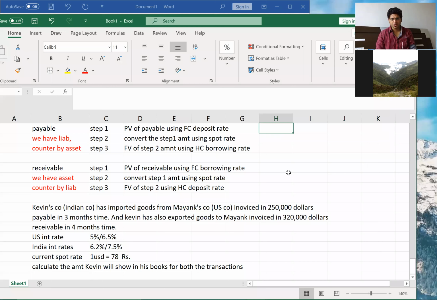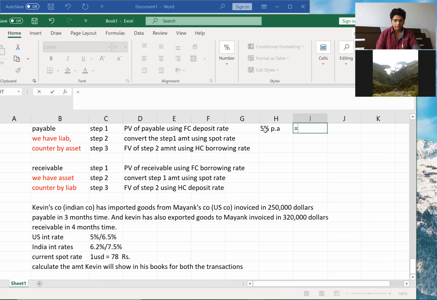Okay, so we can do it over here only. So let us do the payable sum first. How much is payable? $250,000 is payable. So if you have the steps, it will be very easy. So step one is what? Foreign currency deposit rate. If we are a payable sum, we want to use foreign currency deposit rate. So for Indian company, foreign currency is US. So US deposit rate means the lower rate. So that is 5% per annum.